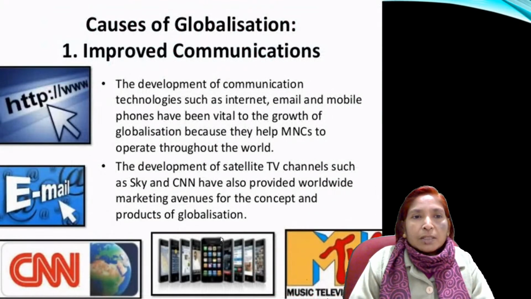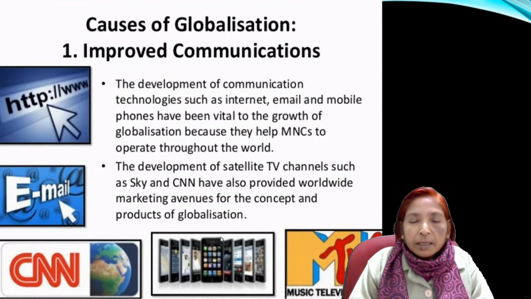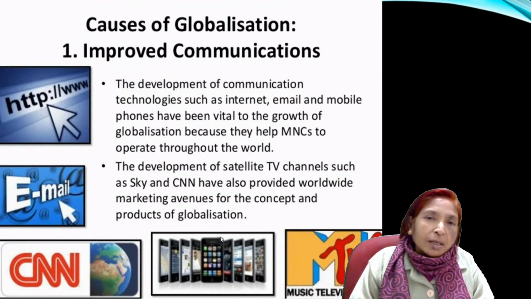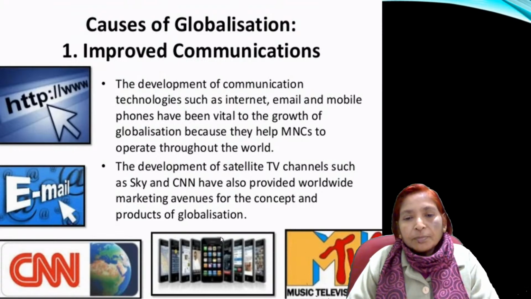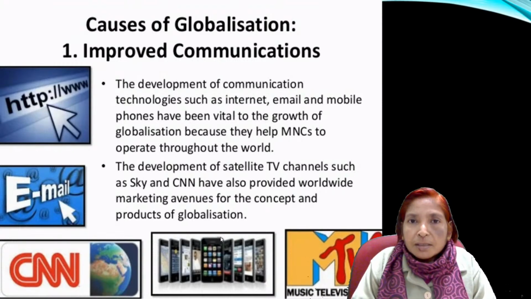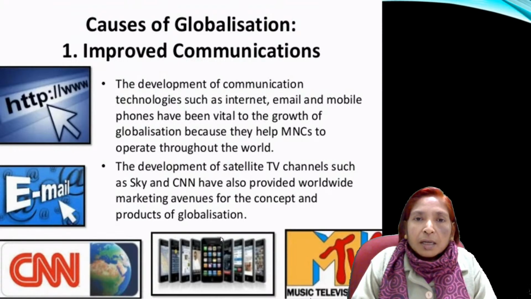Next is the causes of globalization. What are the main causes behind this globalization process? Number one is improved communication. The development of communication technologies such as the internet, email, and mobile phones has been vital to the growth of globalization because they help multinational corporations to operate throughout the world. The development of satellite TV channels such as Sky and CNN has also provided worldwide marketing avenues for the concept and products of globalization.